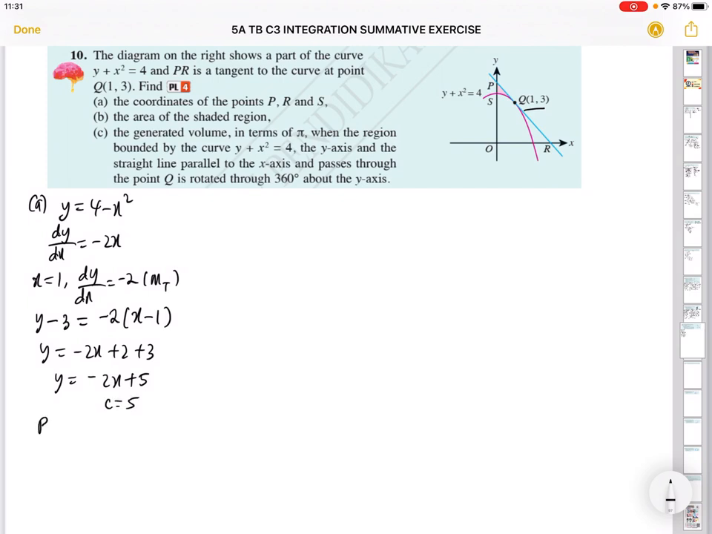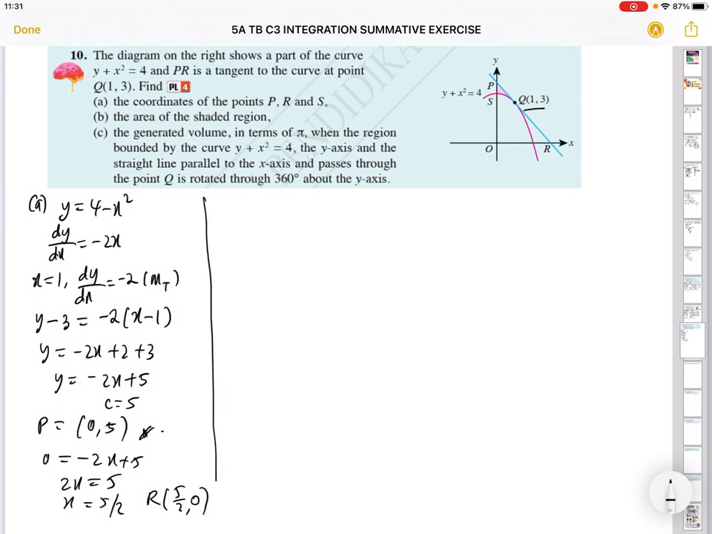To find the x-intercept, we know at the x-axis y is 0, so I'm going to let y be 0. I bring over, x is 5 over 2, so R is (5/2, 0). Okay, I got P, I got R. Next, I want to find S. S is the y-intercept of this curve. So we know at the y-axis, x is 0, y is just 4. So therefore, S is (0, 4). Okay, I hope you're okay with all these three.